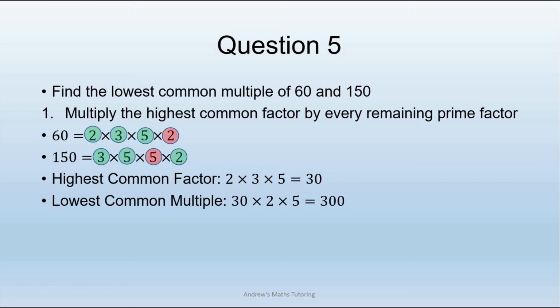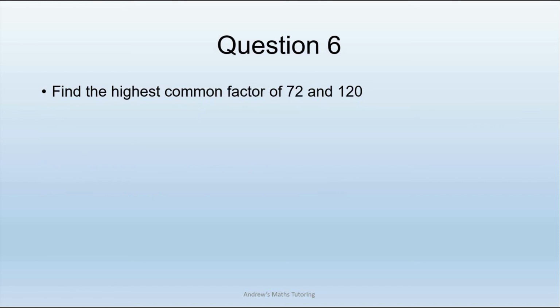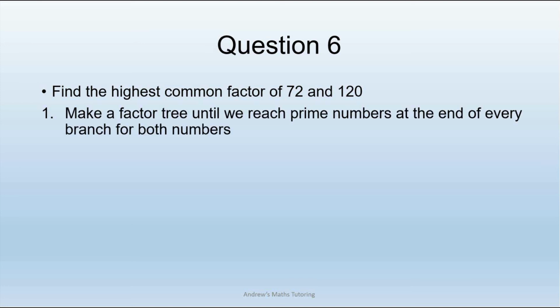2 times 5 is 10, and then we're left with 30 times 10, which is 300. The next question asks us for the highest common factor of 72 and 120. So our method is the same.